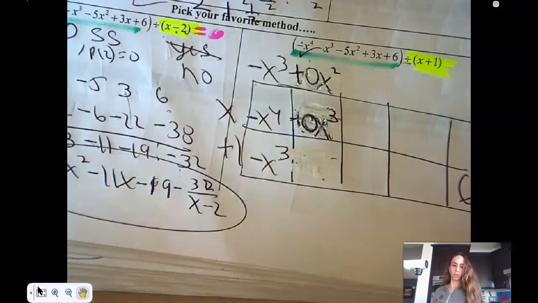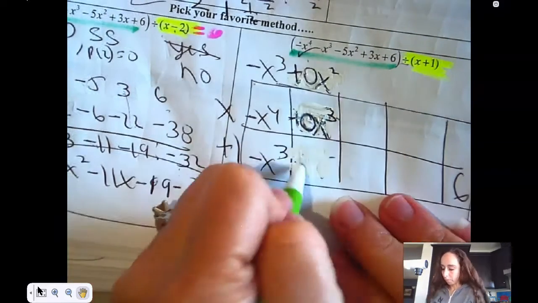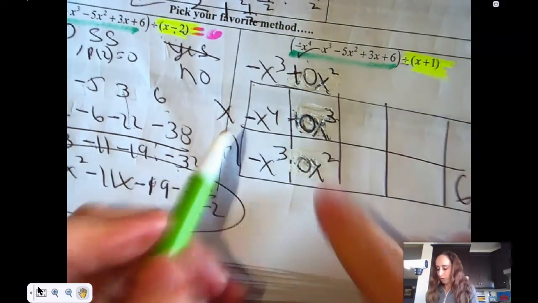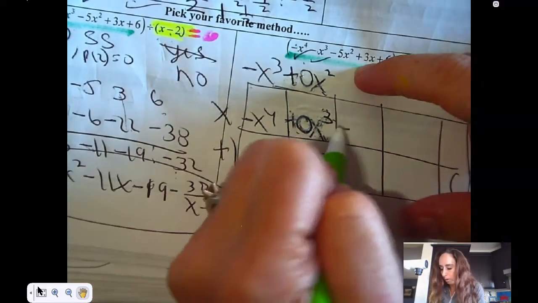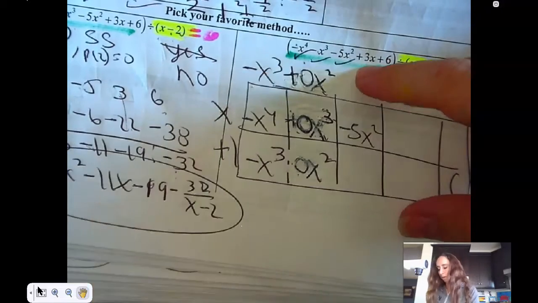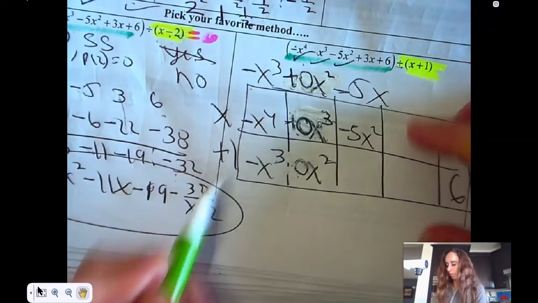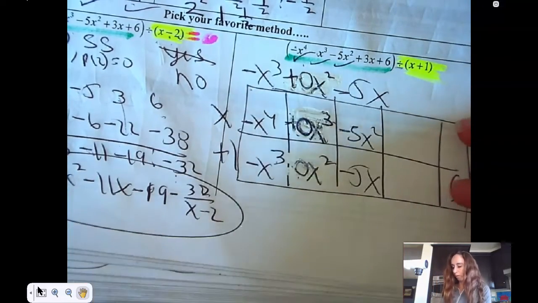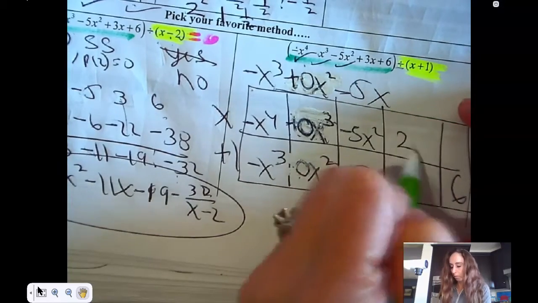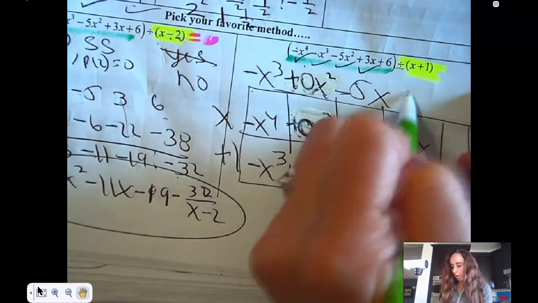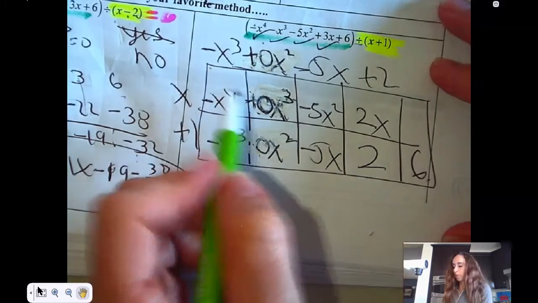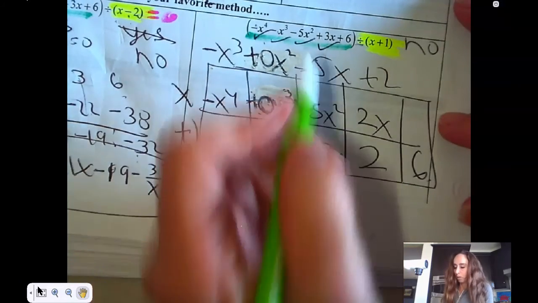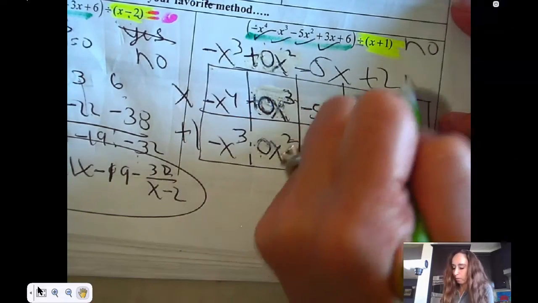Okay. So I had to truncate this again because, yeah, I'm just doing awesome. Okay, so then that would be 0x squared. So I've done the negative x cubed. Now I have to get to negative 5x squared. So 0 minus 5x squared, that'll give me the negative 5x squared. That means that's negative 5x, but I have to get 3x. So that would be 2x. So that would be plus 2, and that would be 2. But I'm supposed to get 6. This is not a factor.